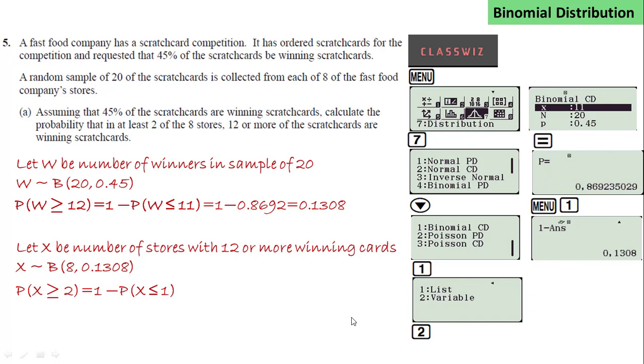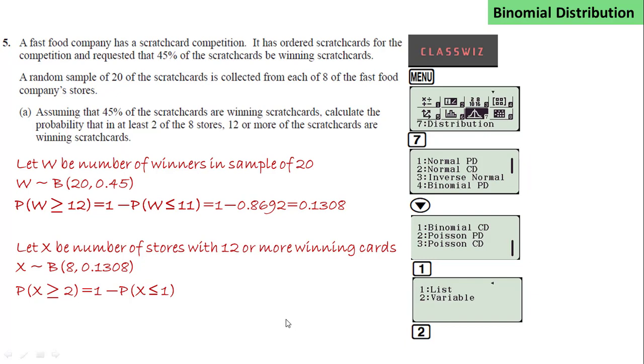And we want the probability that in at least 2 of the 8 stores this will be the case. So the probability that X is greater than or equal to 2 will be 1 minus the probability that X is less than or equal to 1. And we're going to go through exactly the same sequence as we did for the first calculation.